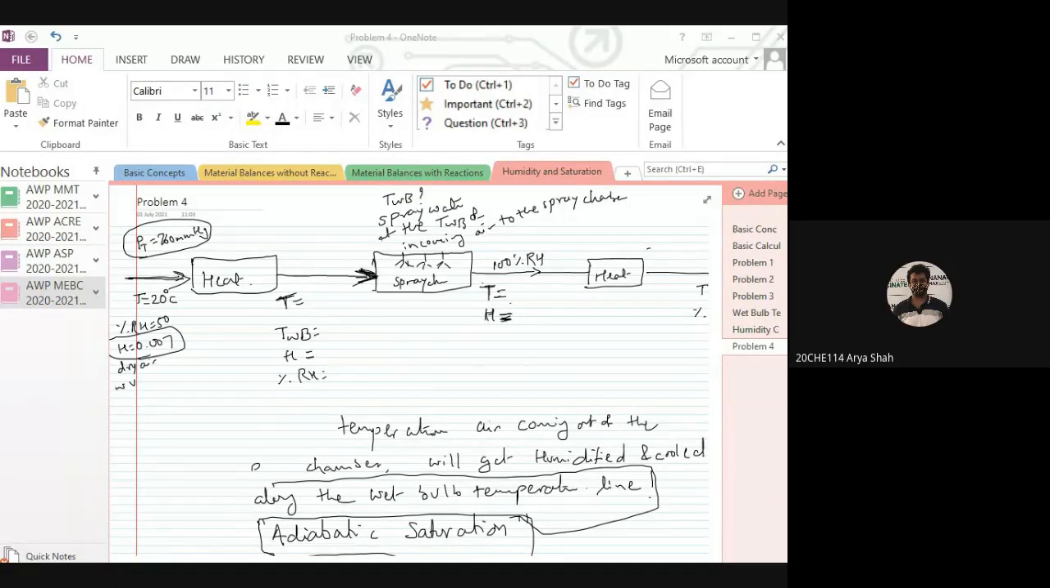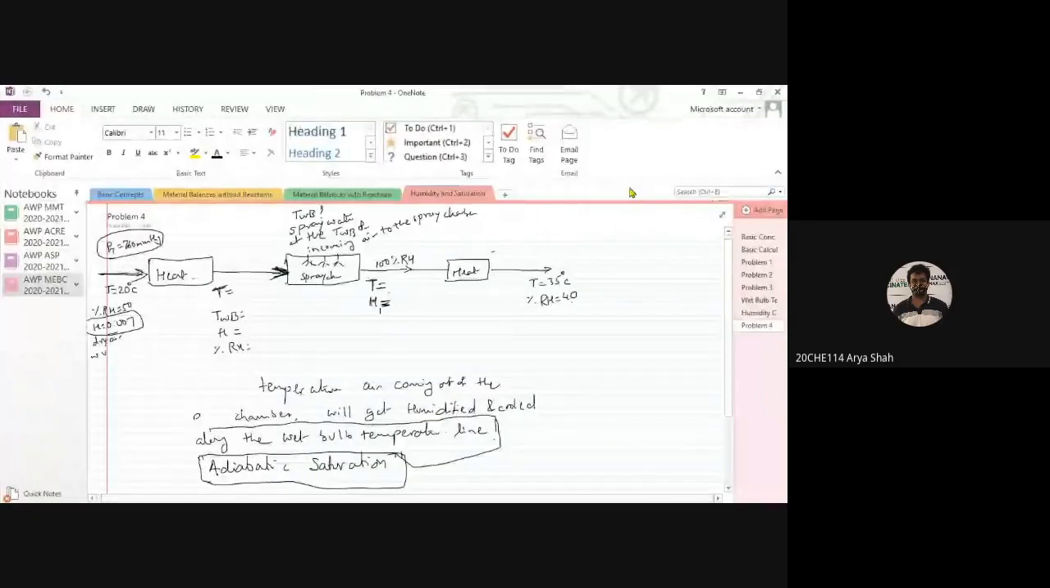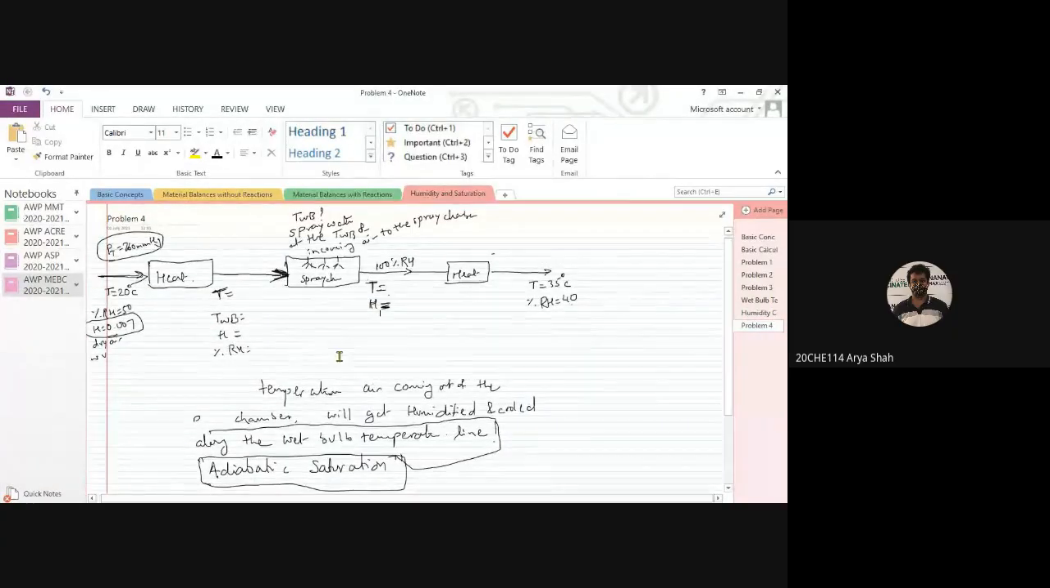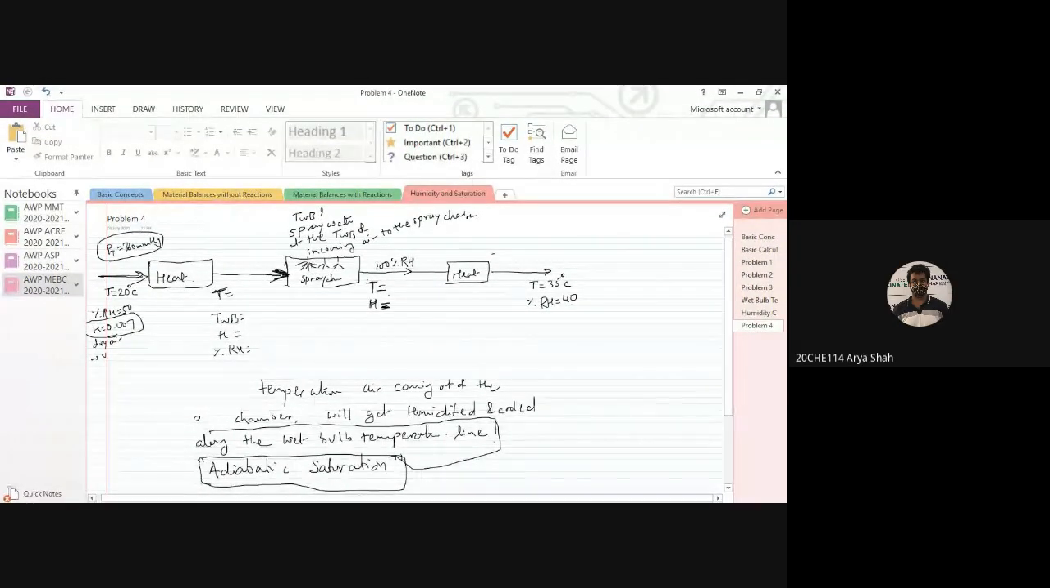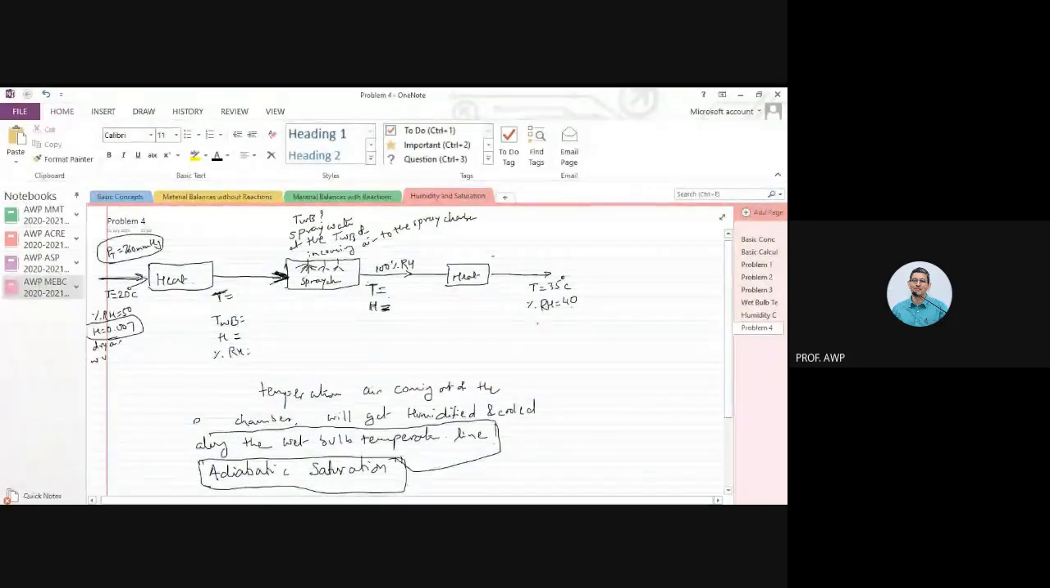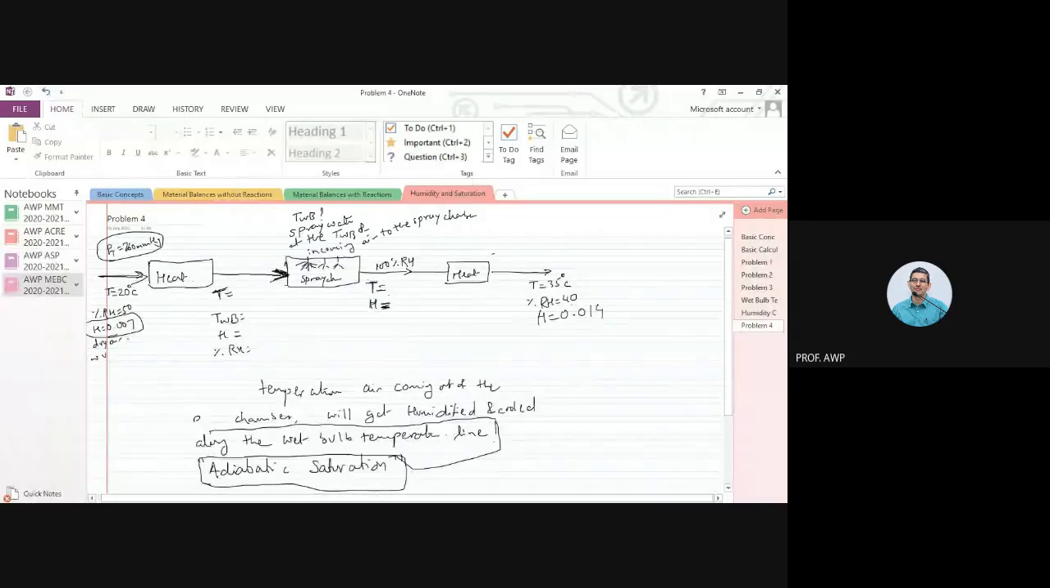Sir, I'm getting confused at the spraying step. At which step? The first heating step? Why do we need to heat it before spraying the water? Because it would not reach the final humidity that we want. It would reach only 0.01, right? We saw that.